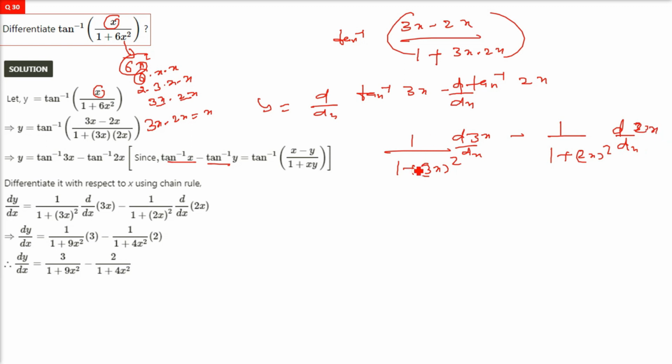So 1 by 1 plus 9x square it will be, and d by dx of 3x will give you 3 only. So 3 in the numerator, minus d by dx of 2x is 2 only, and 1 by 2x whole square is 4x square. This is your final answer. If you simplify it, that will not be a very good idea, because you are not going to gain anything. This is your final answer. Alright?